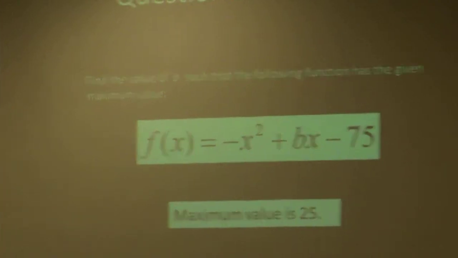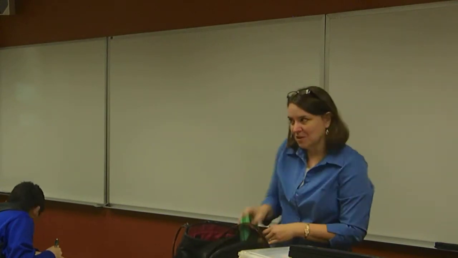Keyword maximum value. Quadratics have parabolic graphs, parabolas, and the maximum or the minimum value is always found at the vertex. So we need to do something with the vertex formula.